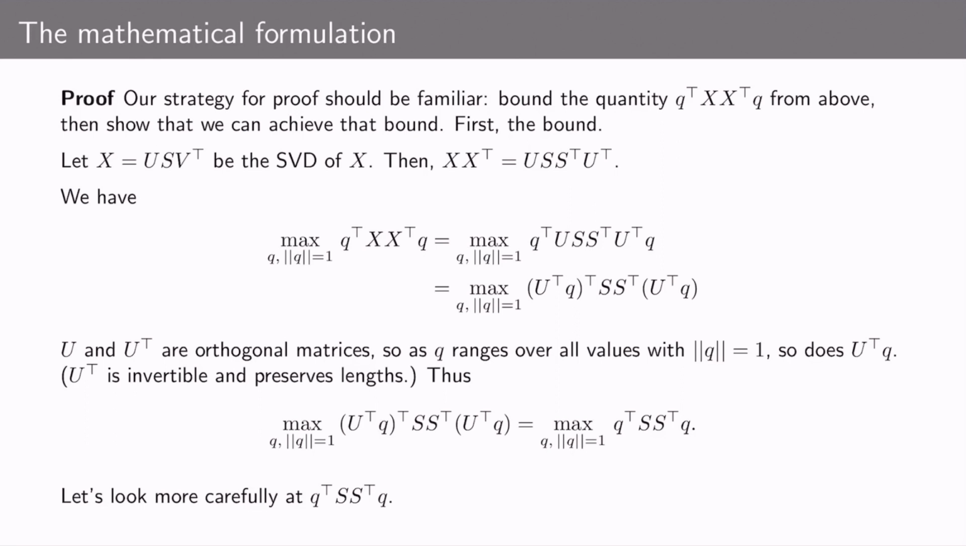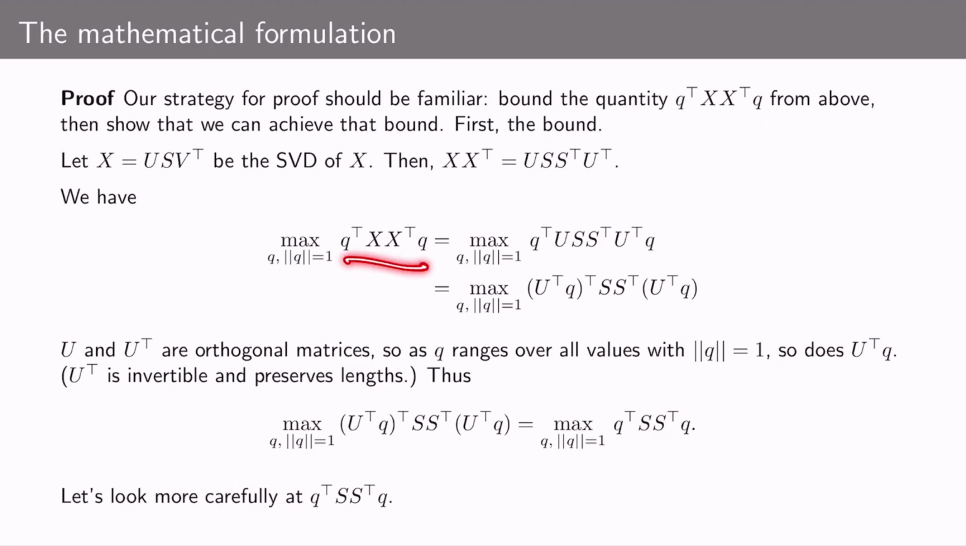Let's prove this theorem. The strategy for proof should be familiar. First, we're going to bound the quantity that we want to maximize. Then, we're going to achieve that bound with a particular choice of Q. First, let's discuss the bound. Take the singular value decomposition, U S V transpose of X. Then the term X X transpose in our expression for the variance becomes U S S transpose U transpose, where we've used the fact that V transpose V is equal to the identity. This expression for X X transpose is going to help us find an upper bound for the variance.